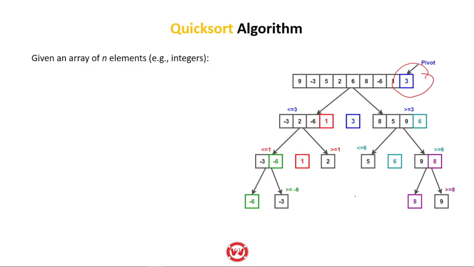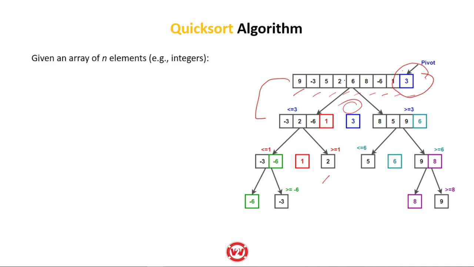Let's check this given array. We have an unsorted array like this: 9, -3, 5, 2, 6, 8, -6, 1, 3. We have selected 3 as the pivot element. Now, after running the quicksort algorithm, which we are going to do in due course of time, we have fixed the location of 3 over here. When I'm fixing the location of 3 over here, what does this mean? This is the correct location of 3.